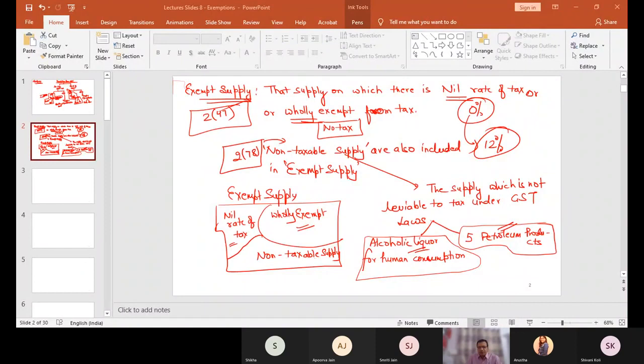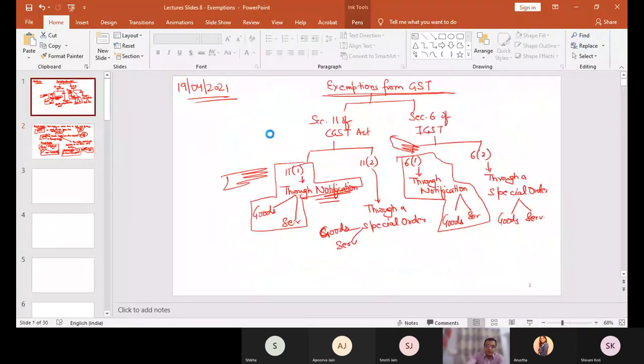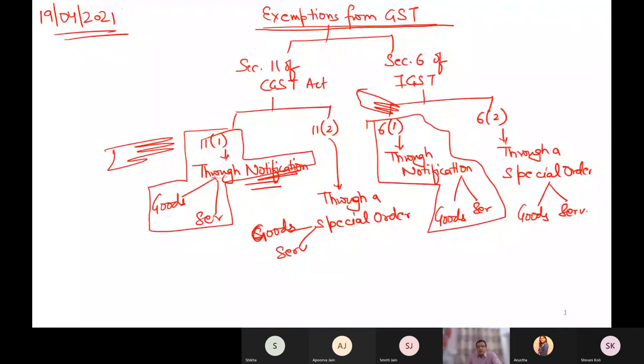So let me proceed now. I have shown you this concept, and what we will cover now, for the time being, are those supplies of goods or services which have been made exempt through notification. So I'll be covering section 11(1) of the CGST Act and 6(1) of the IGST Act.